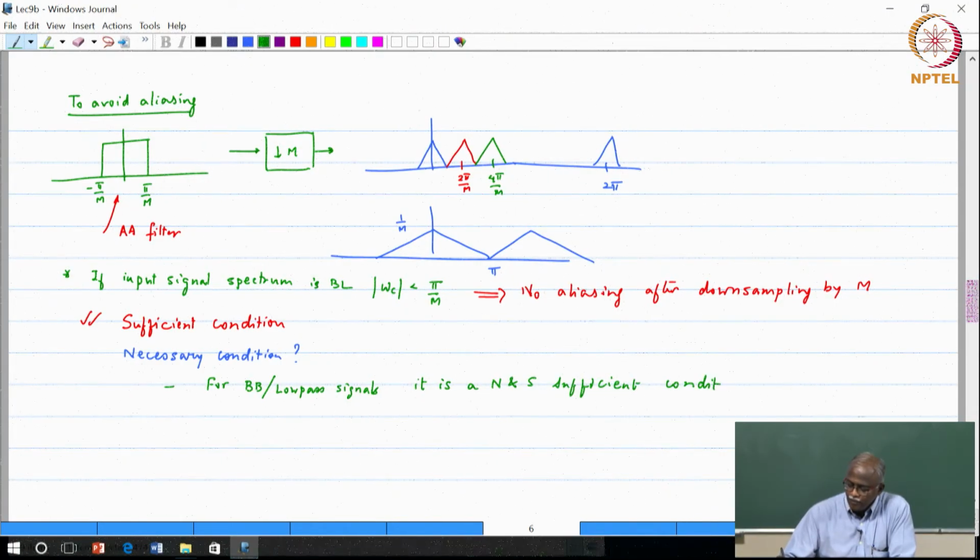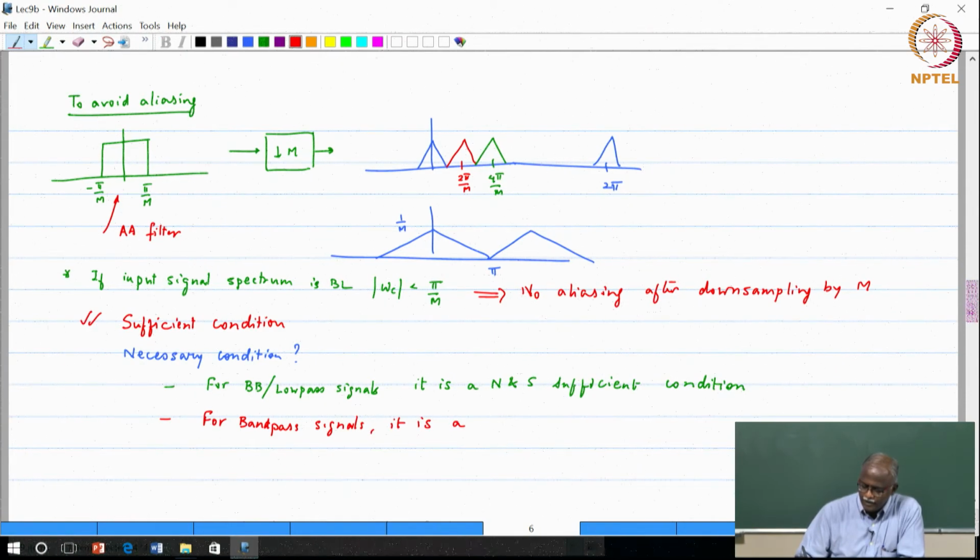On the other hand, if you are dealing with band pass signals, that means you do not have signal content all the way to the low frequencies. For band pass signals, it is a sufficient condition, it is not a necessary condition. For band pass signals, it is only a sufficient condition. Okay. So, very important.